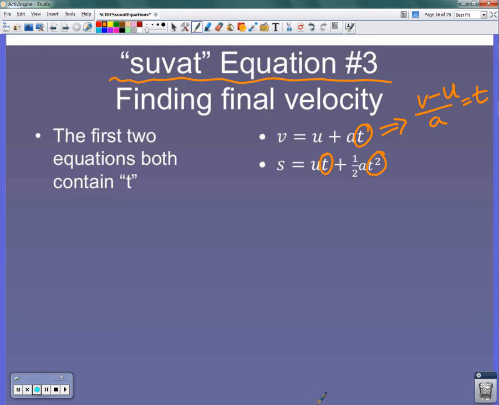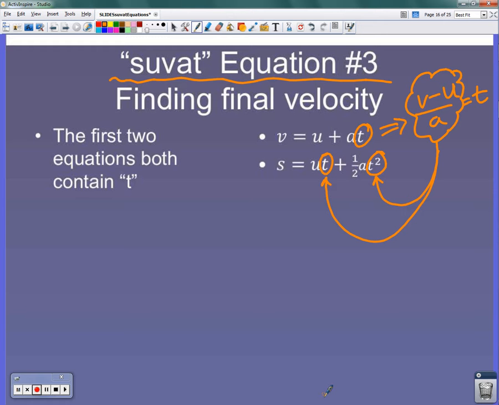Now, mathematically, again, I'm not going to show you, and I'm not going to hold you responsible, but we know that t equals this quantity right here. I can take this quantity and substitute it in for t right there, and then substitute it in for t right there.